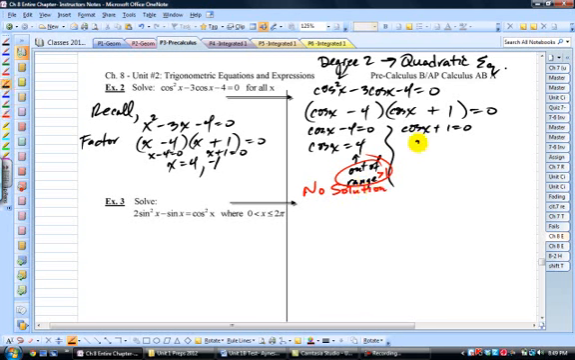Over here on the right, we have something different. We have cosine x equals negative 1. When is cosine equal to negative 1? And the answer is when x equals pi, okay, on the left side of the unit circle. And so really, believe it or not, this fancy equation here only has one solution, and we found it, x equals pi. Okay?